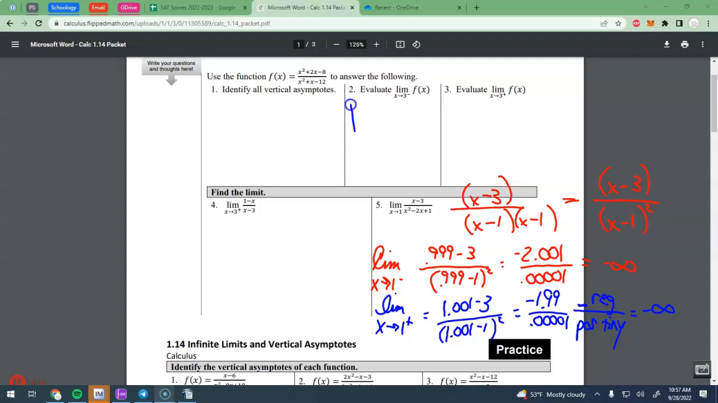So this is a situation where we have a vertical asymptote and it's going down from both sides. So I've got negative infinity over there, I've got negative infinity over there. So what's the overall limit? It's negative infinity. How's that? Seem alright?